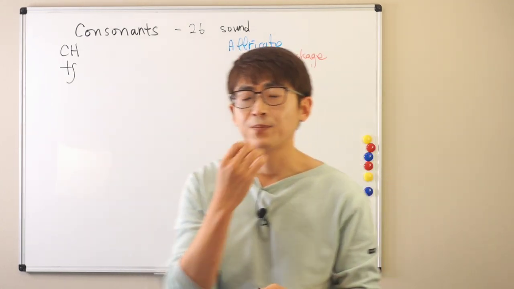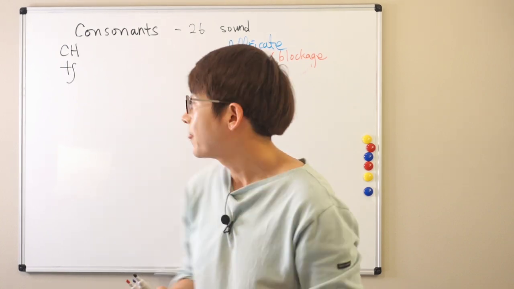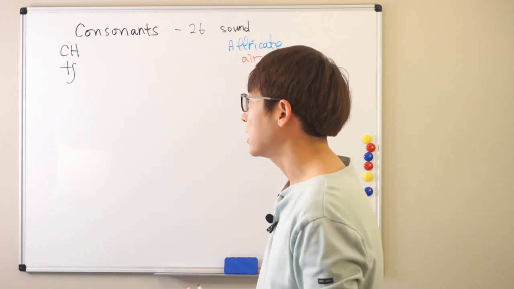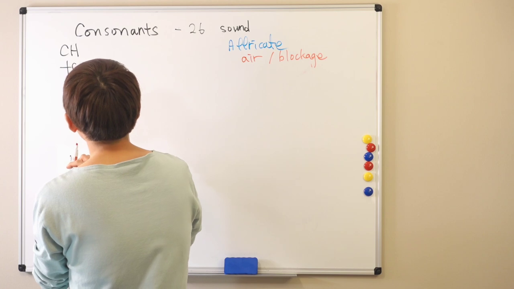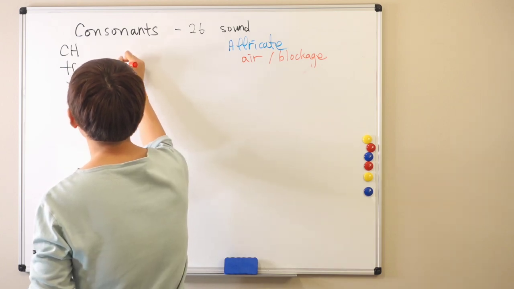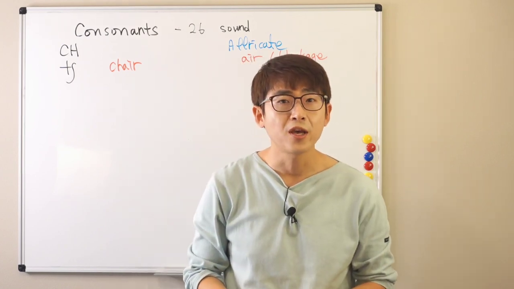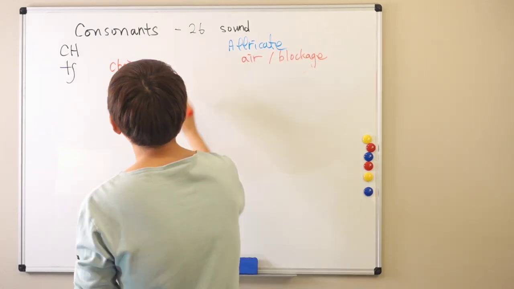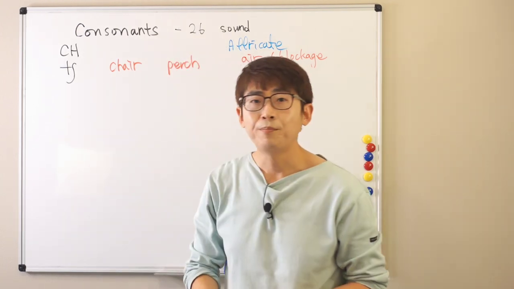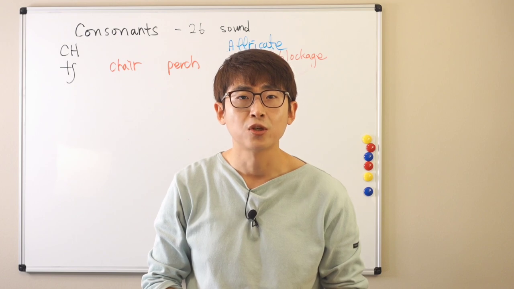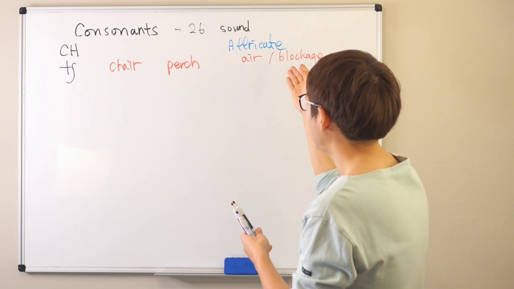Okay, using the middle of your tongue, you make a blockage of air, and then you constantly blow the air out. Okay, and an example would be this one. Chair, chair. Or we have the word perch, perch. All right, and that's it for affricate.